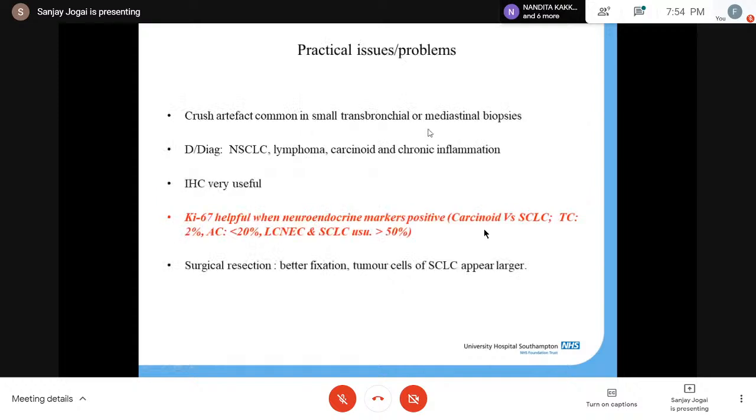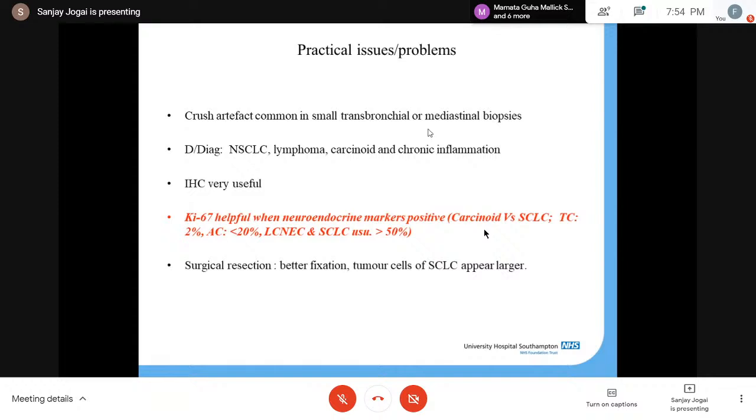Now, a few practical problems that we encounter on a fairly regular basis when dealing with small biopsies. The differential diagnosis that one comes across as a practical problem is: is this a small cell carcinoma or is it a lymphoma? And that's the single most important thing you have to distinguish, because both of these have different management options.